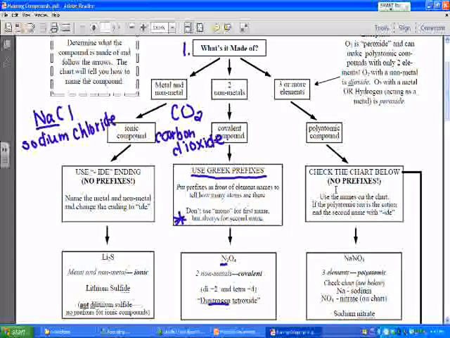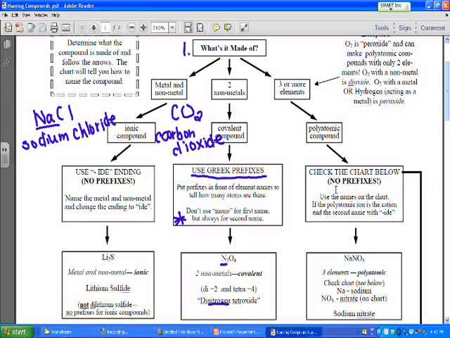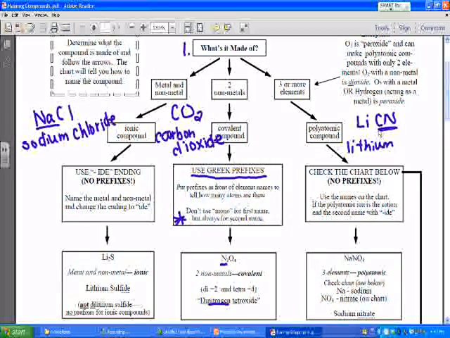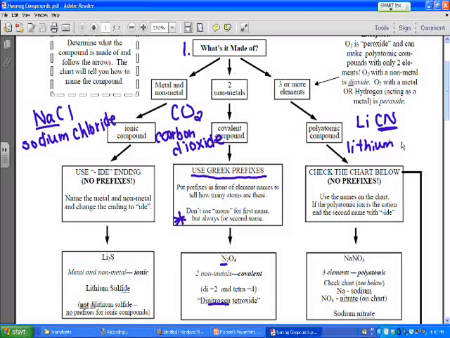So, for instance, if we have LiCN, which we did in one of our other videos, we keep the metal the same as always, just like it is on the periodic table, so we're going to say lithium. And since this is our polyatomic ion, you put the name that's on the chart. And so we just say cyanide.